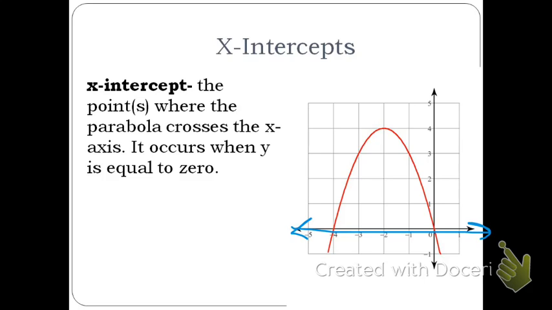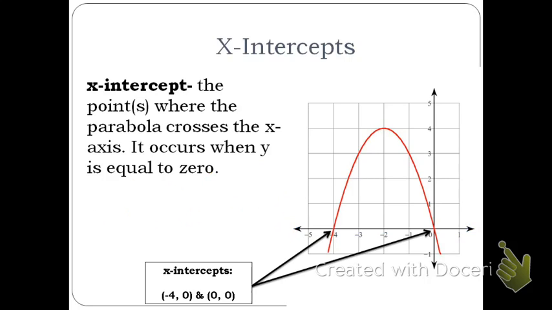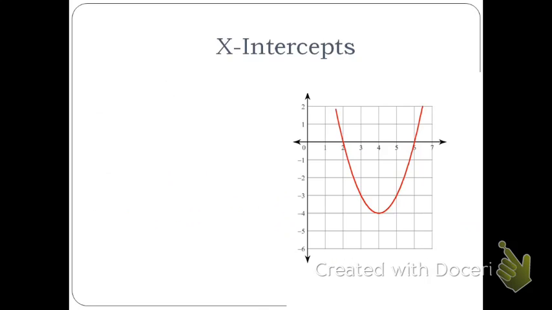On this line, where does the graph cross right there? Well, it actually is crossing at 2 points, right here and right here. Therefore, for your x-intercepts, there could be 2. So one of our intercepts is at, this is when y is equal to 0, x is equal to, I see a negative 4, and I also see a, well, at 0. So your x-intercepts are negative 4, 0, and 0, 0. Let's take a look at another one.